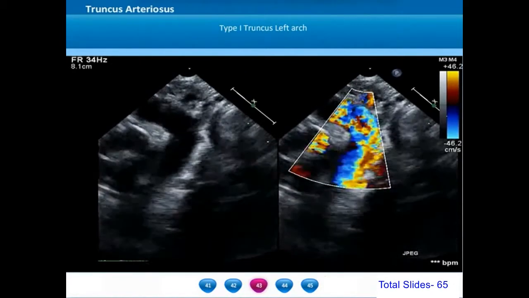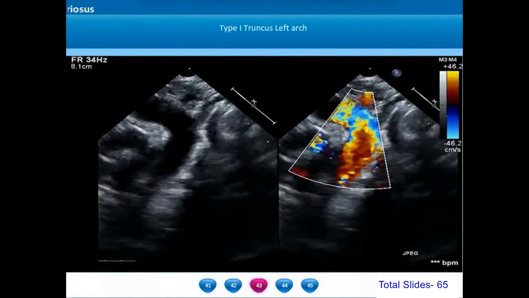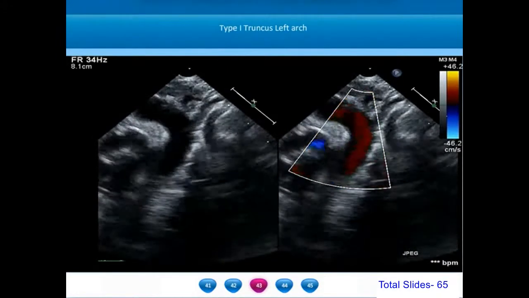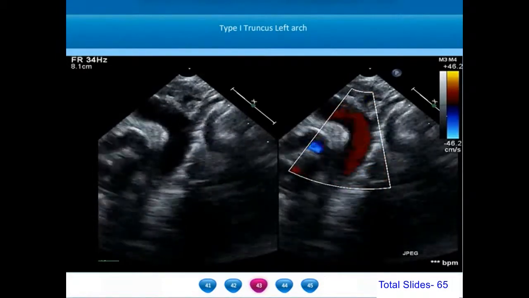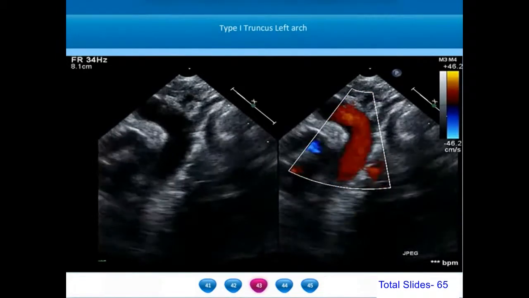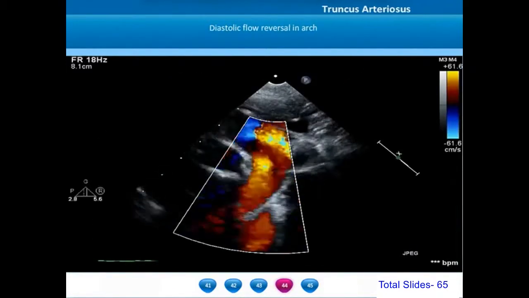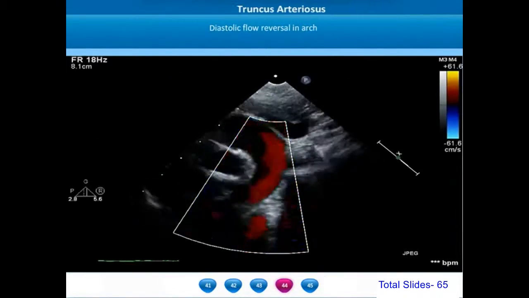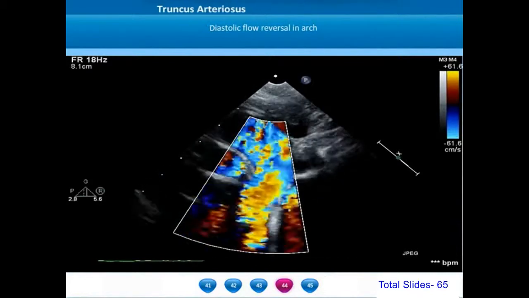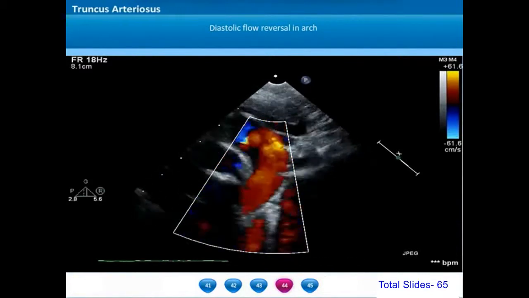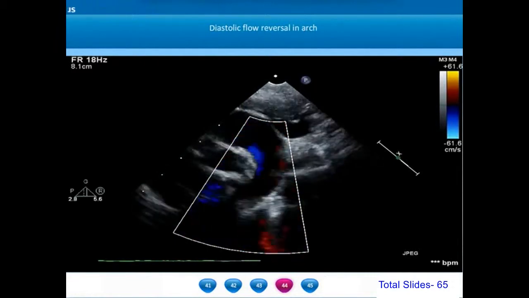A majority of patients with Truncus arteriosus will have a normal left aortic arch. We can appreciate the normal arch falling on the left side and the arch vessel branches. Since Truncus arteriosus is associated with a large pulmonary blood flow, there will be a runoff of the aortic blood into the pulmonary arteries in diastole.